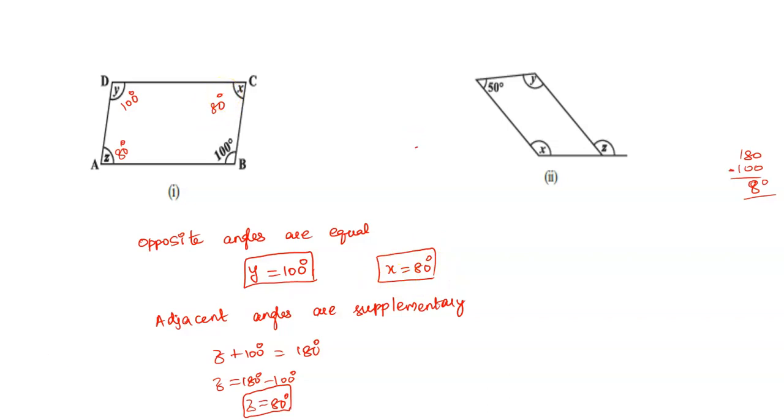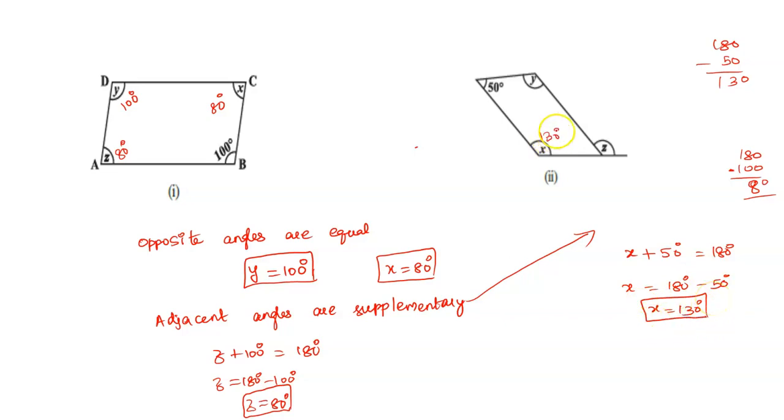Now in the second problem, we again have the same property: adjacent angles are supplementary. So I can say that x plus 50 degrees is equal to 180 degrees, because these two angles are adjacent. So x is equal to 180 minus 50, which is 130. So x is equal to 130.